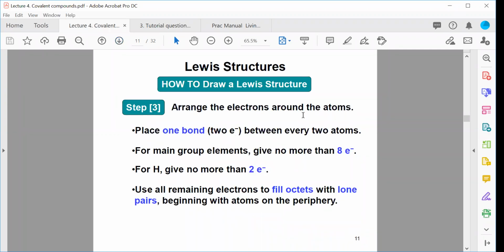Step 3, arrange the electrons around the atoms. Place 1 bond, that is 2 electrons, between every 2 atoms. For main group elements, give no more than 8. For any hydrogen, don't give any more than 2, and use all remaining electrons to fill octets with lone pairs.